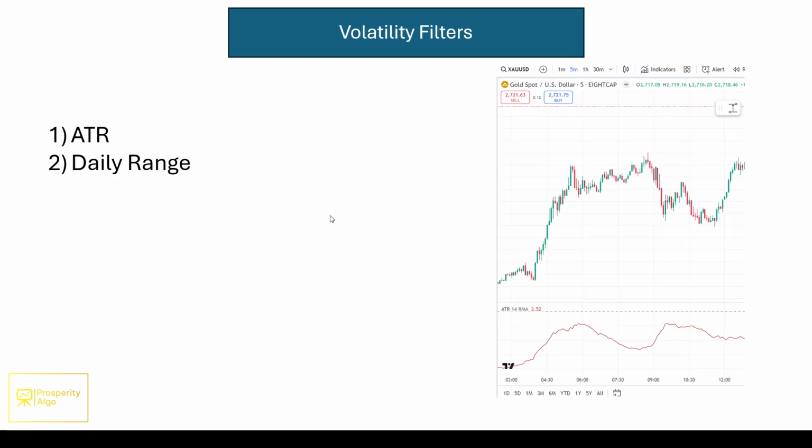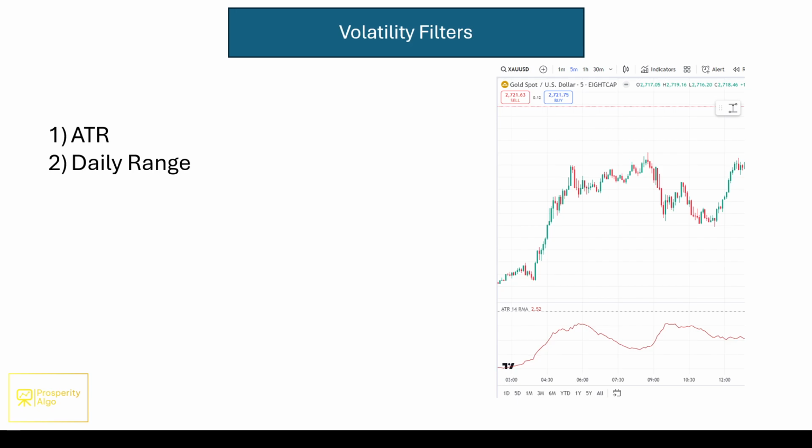We can now move on to volatility filters. Volatility filters can make an enormous difference in the profitability of your systems. Especially if you're trading breakout systems, the market needs to be moving for you to make money. And one of the easiest ways to quantify how the market is moving is to look at the ATR. The ATR, or average true range, looks at the range of the previous candles smoothed using a moving average.